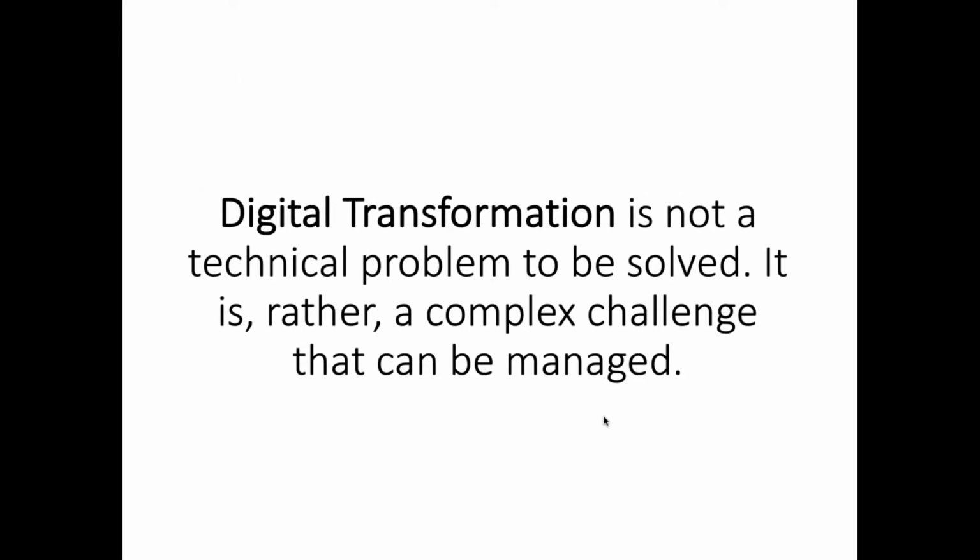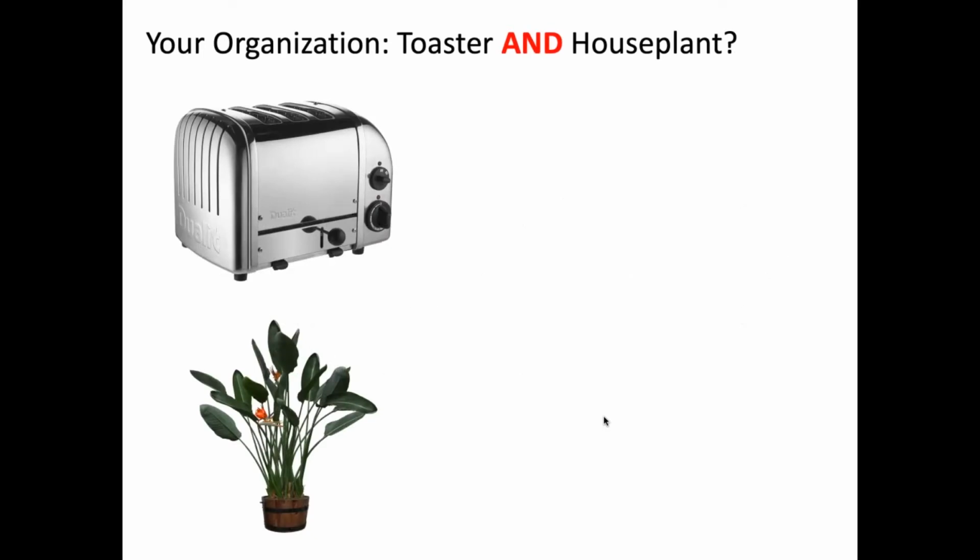So digital transformation, I would argue, is not a technical problem to be solved. It is rather a complex challenge that can be managed. Let's go back to our toaster and house plant. Our organizations, unfortunately, and I say unfortunately because it's hard to be both, are almost asking us to be ambidextrous as an organization and as leaders leading them. We have to be able to operate and predict and optimize. At the same time, we have to be agile.